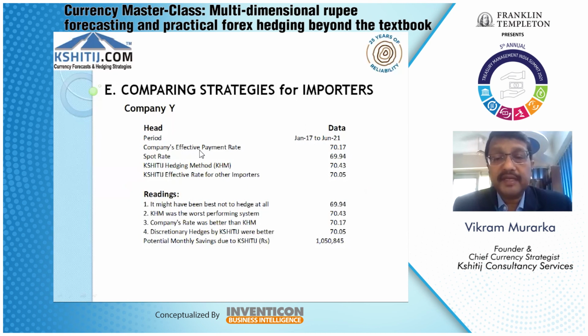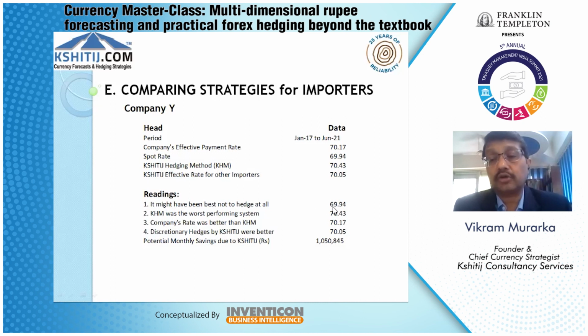The company's own effective payment rate per dollar in this period has been 70.17. If we had not hedged at all, the payment rate would have been 69.94. With the Kshitij hedging method during this period, we would have paid 70.43. And the effective rate we got after hedging for other importers, this is real data, is 70.05.